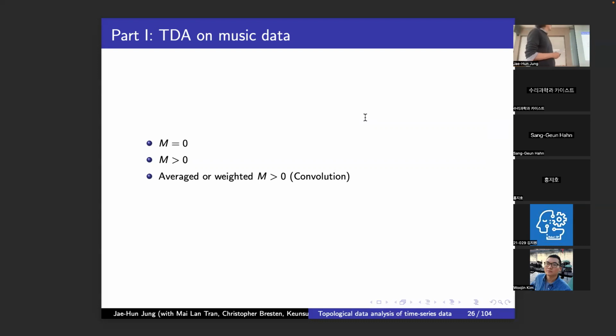Okay, so now I'm going to take a look at this music data. We apply TDA to music data because music is characterized by the repetition of a melody. Once you have repetitions, then in terms of mathematics, it looks like a cycle, like a loop, and so on. So TDA works very well for music data.